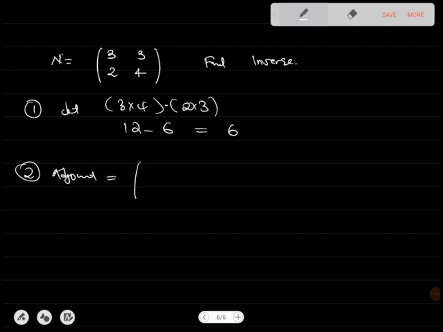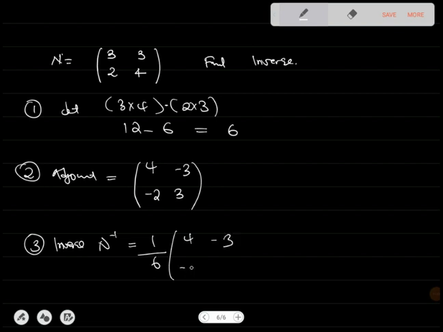Should be equal to, we swap those elements. 4 goes there, 3 comes here. We change the signs, that becomes negative 2, that becomes negative 3. It's not always that they're going to give you positive, sometimes they can even give you negative, which you have to change to positive. Then step 3, determine the inverse. N to the power negative 1 is equal to 1 over the determinant, 6, times 4, negative 3, negative 2, 3. You can multiply it throughout, there's no problem.